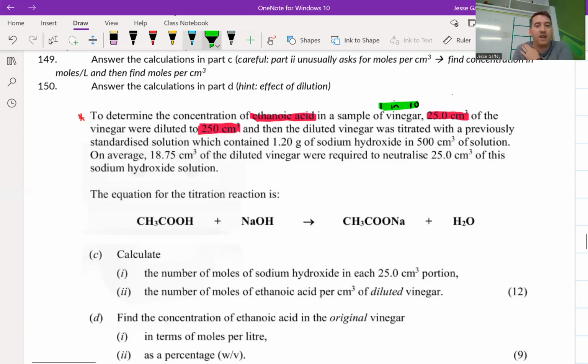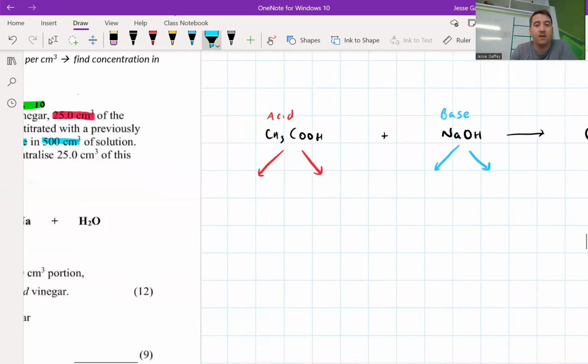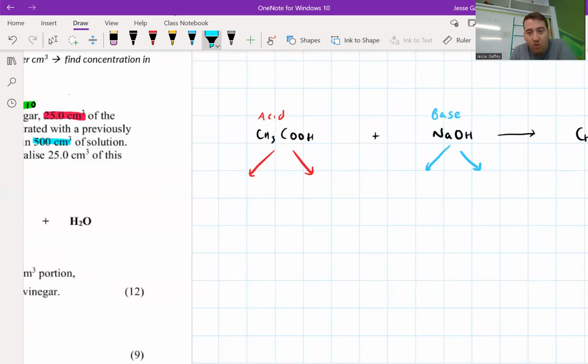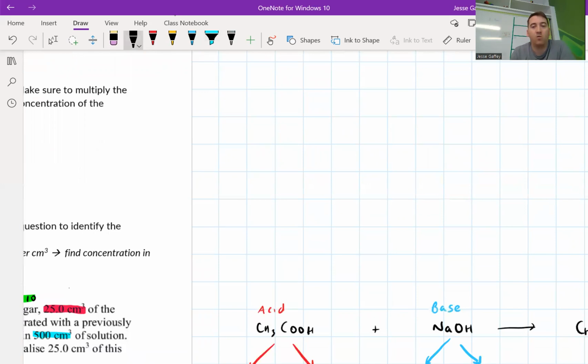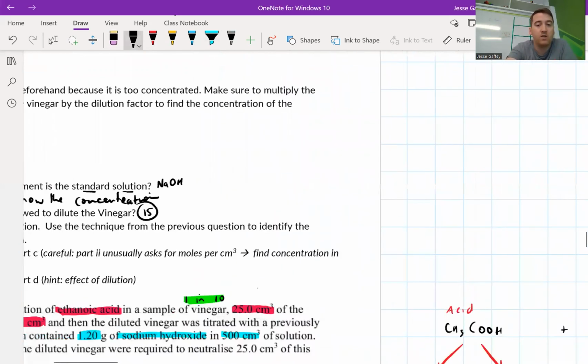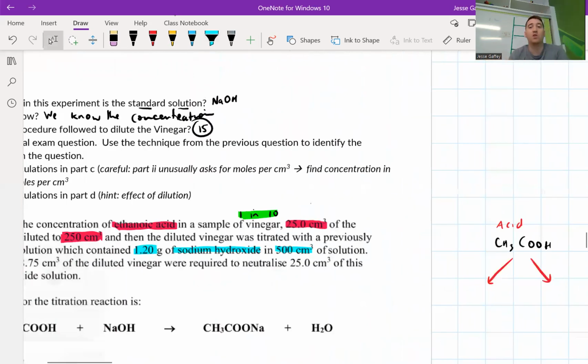It was titrated against a standard solution, which contained 1.2 grams sodium hydroxide in 500 centimeters cubed of solution. So they haven't given us a molarity, moles per liter. They're wanting us to do an extra step here. So before I can fill in this number, the molarity of my solution, I need to work it out. So what I need to do is work out my moles per liter. I'm going to ask you if you can do this yourself. Pause the video. Go ahead and do this now.